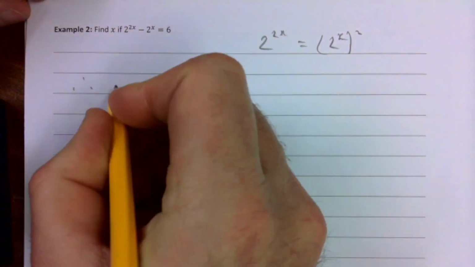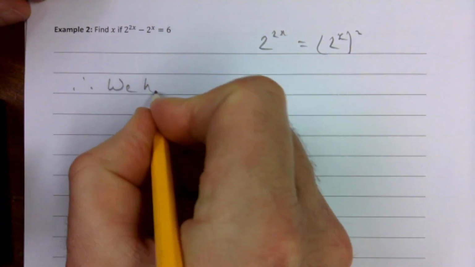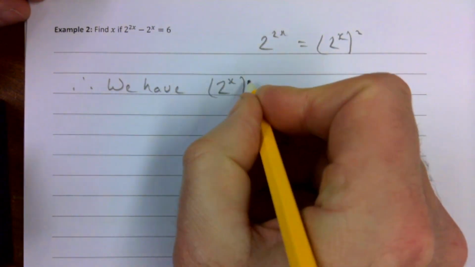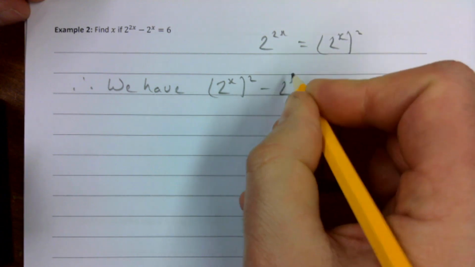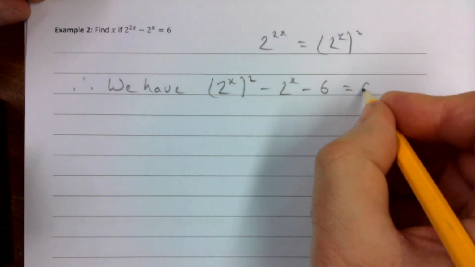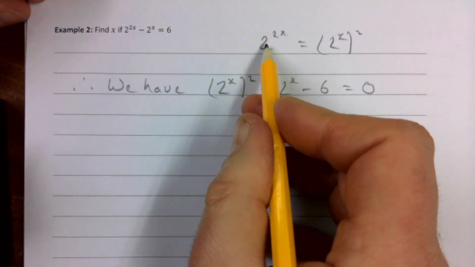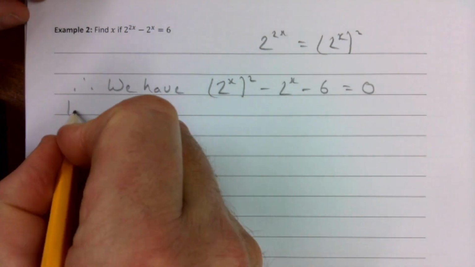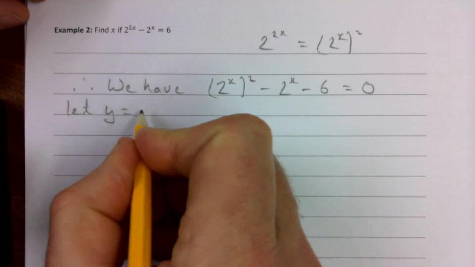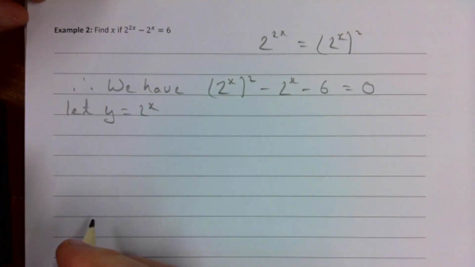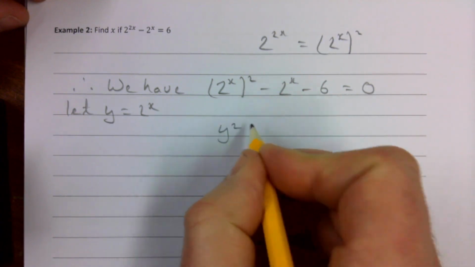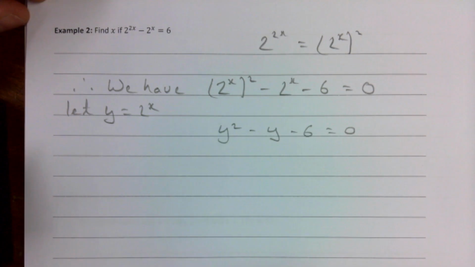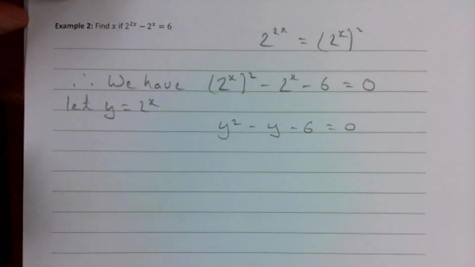Therefore then we can rearrange this. 2 to the power of x all squared minus 2 to the power of x minus 6 equals 0. So I've taken the 6 over the other side and then just done what I said I was going to do. If I let y equal 2 to the power of x, what do we get? We get y squared minus y minus 6 equals 0. And hopefully you can just see that's a very straightforward quadratic equation.